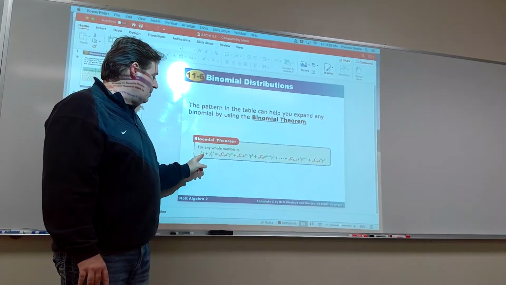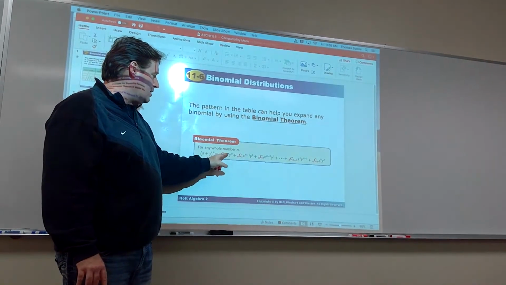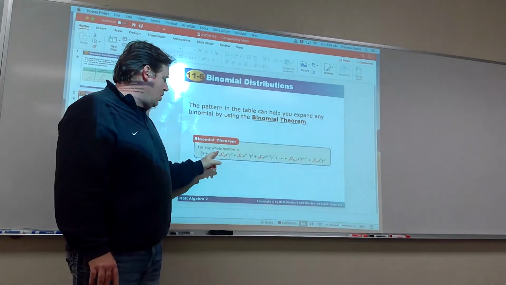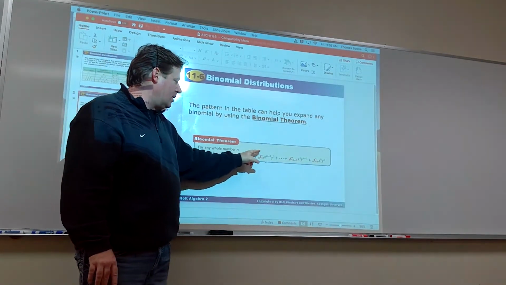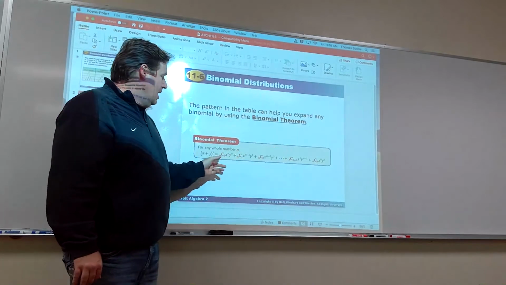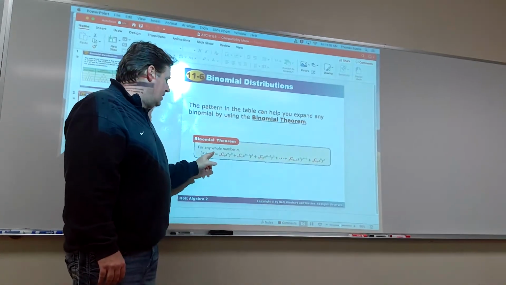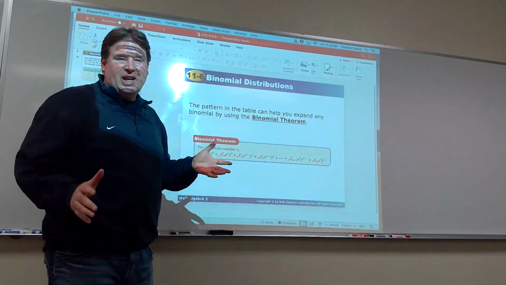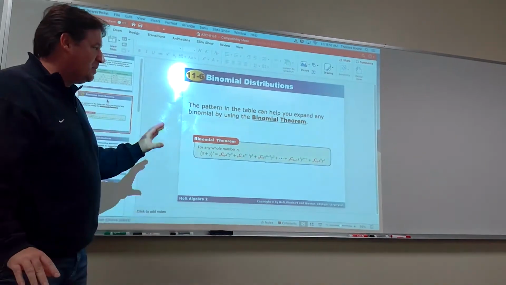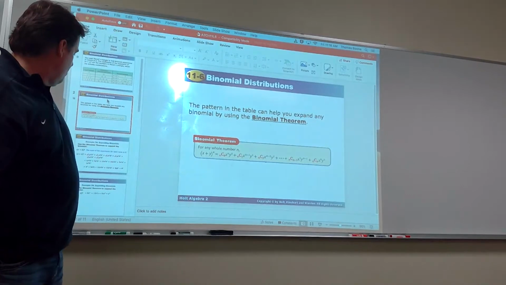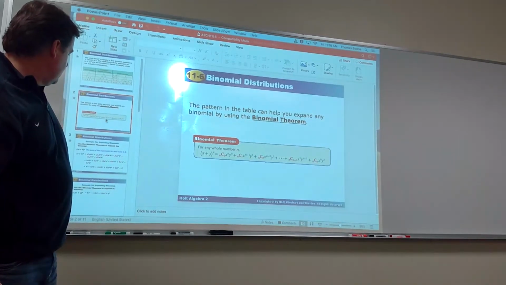Now look what's going to happen. The x term, we start at that highest power, and it decreases by 1. So if that's a 4, we'll go 4, 3, 2, 1, 0. And then y starts at 0 and goes 1, 2, 3 until it gets to that term. I think if we look at an example it might make a little more sense, but this is the general theorem of what we do.